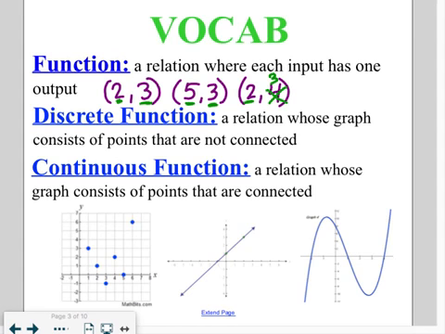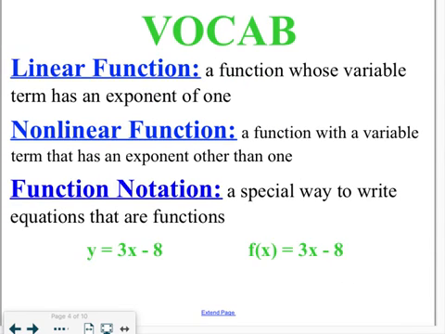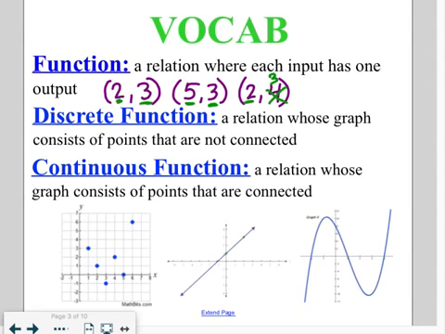As you can see, those continuous functions do not look the same, and that is because there are 2 types of continuous functions. First, there's a linear function. That is where the exponent on all of the variables are 1. That's going to give us that straight line that you see in the middle example.